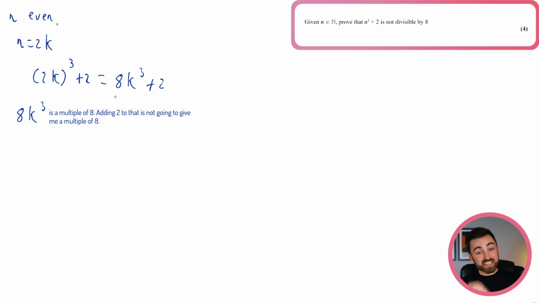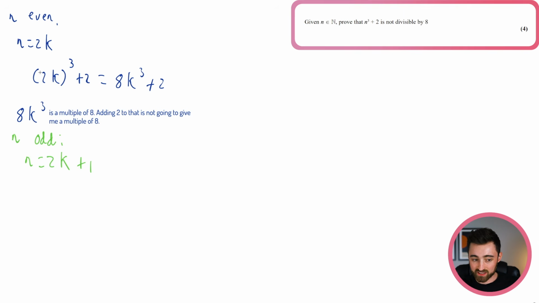So I've shown that if n is even, this thing is not a multiple of 8. The only other thing I need to do now is show that this holds if n is odd. So how do I express an odd number? You express an odd number as an even number, 2k, and then plus 1. If I have any even number and add 1 to it, then it's going to be odd. You could also do minus 1 as well, couldn't you?